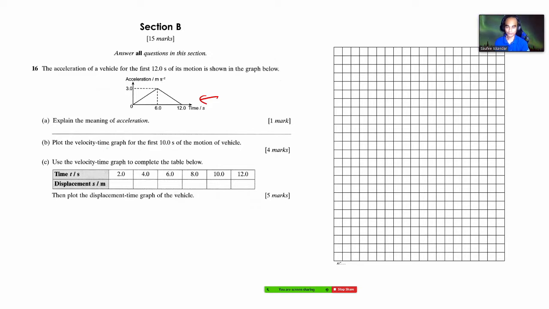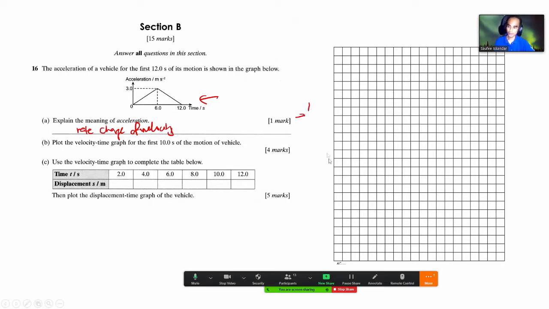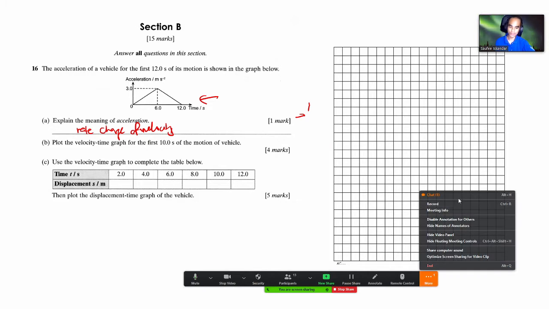Rate of change of velocity. Yes, rate of change of velocity. You're correct. So I give you 1 mark, Tony. Okay. Number 2, plot the velocity-time graph.